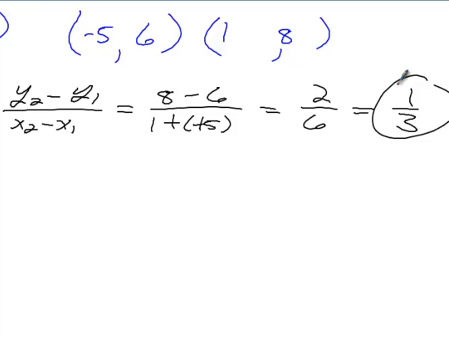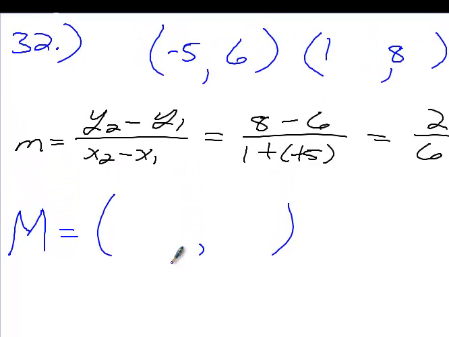Okay, so once I have little m, the next thing I need to find is big M. And what does big M stand for? Midpoint. So I'm going to add the x's divided by 2, add the y's divided by 2. So what's negative 5 plus 1? Negative 4 divided by 2? Negative 2. What's 6 plus 8? 14 divided by 2?